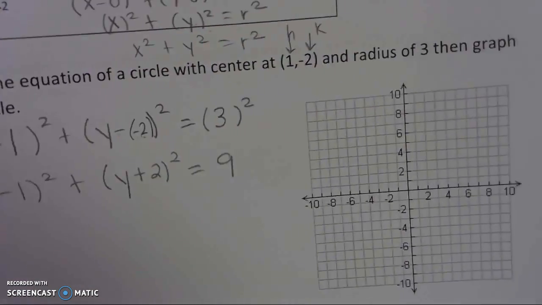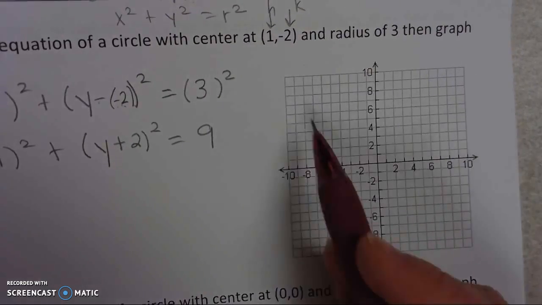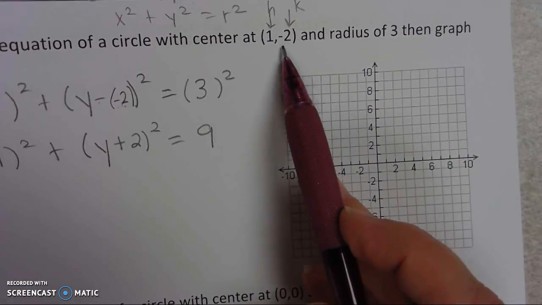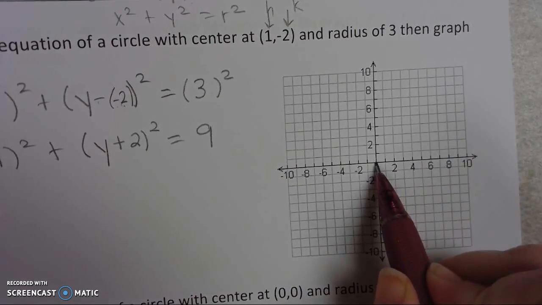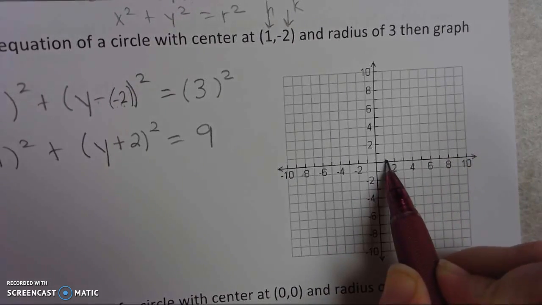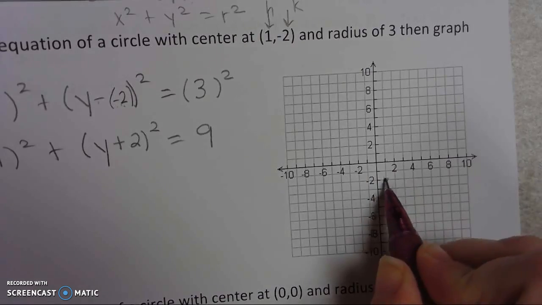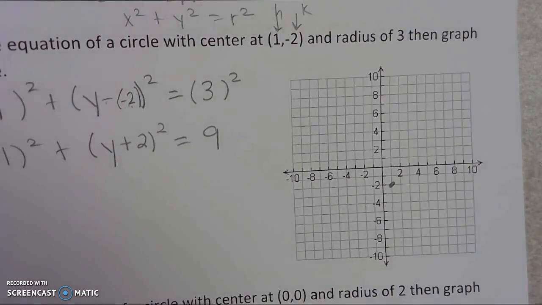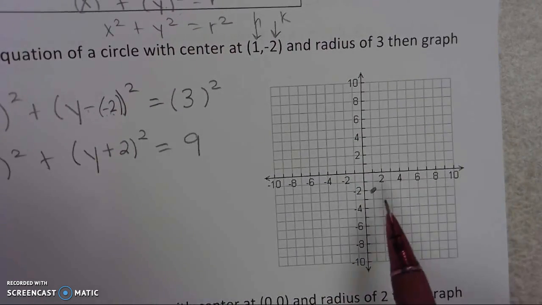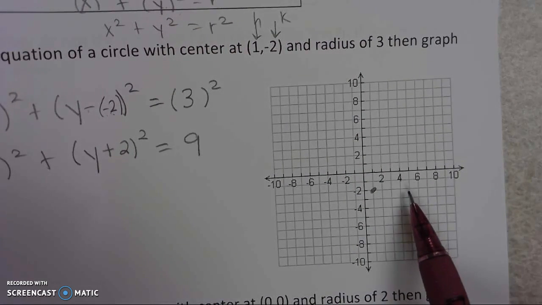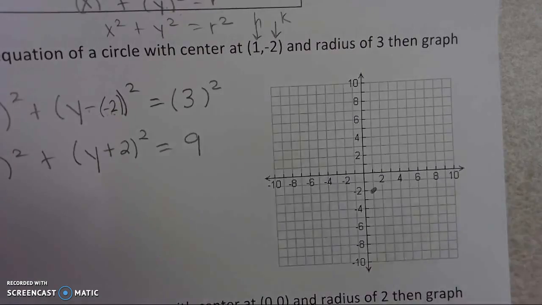Now I want to graph it. So I'm going to first mark the center. The center is located at 1, negative 2. So from the origin, I'm going to go right 1, and then I'm going to go down 2. This is my center. Then the radius of the circle is 3. That means from the center to the outer edge is a distance of 3.